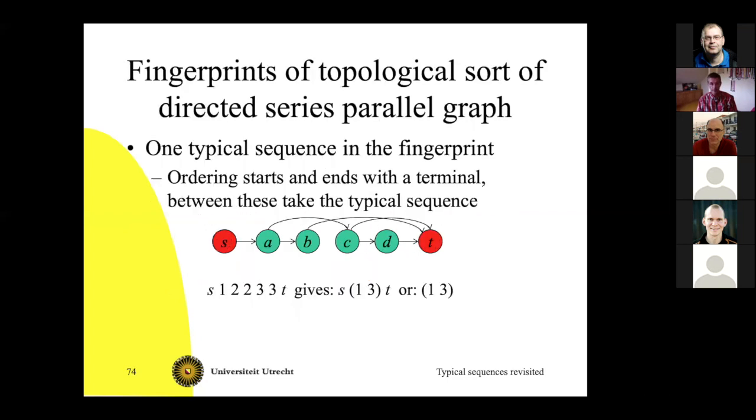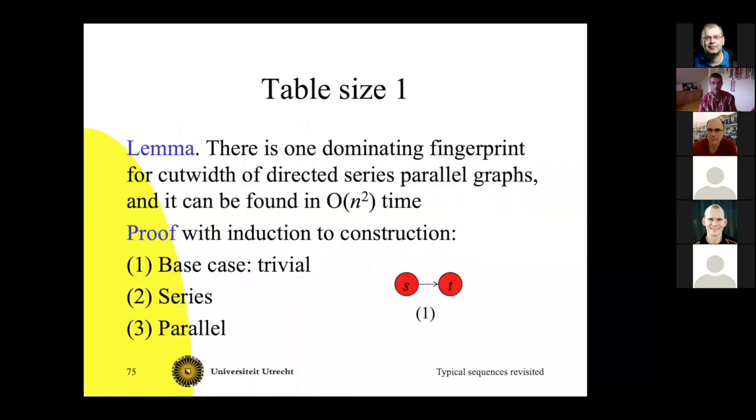And this DP algorithm for cut width, parameterized by pathwidth or treewidth, is just tabulating all the possible fingerprints of this type. Now, if you have a directed series parallel graph, this becomes a little easier, because the first vertex S and the last vertex T, these boundary vertices, have to be the first and the last vertex in the sequence, because these are the only vertices with in-degree 0 or out-degree 0. So my model will consist of S, then one typical sequence, and then T. And then you can basically forget S and T. So my model is just one typical sequence.